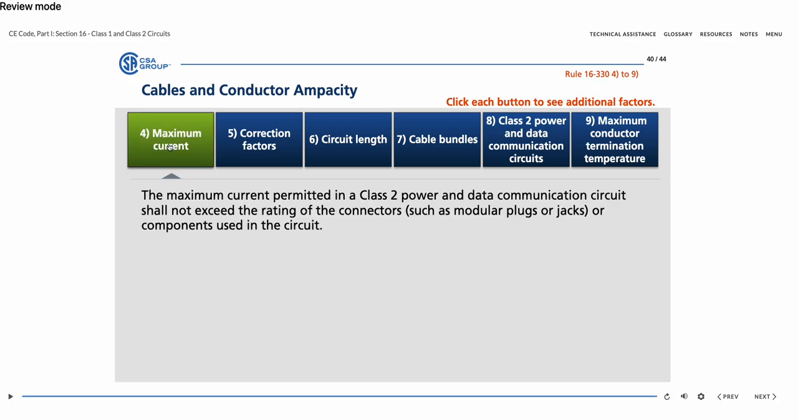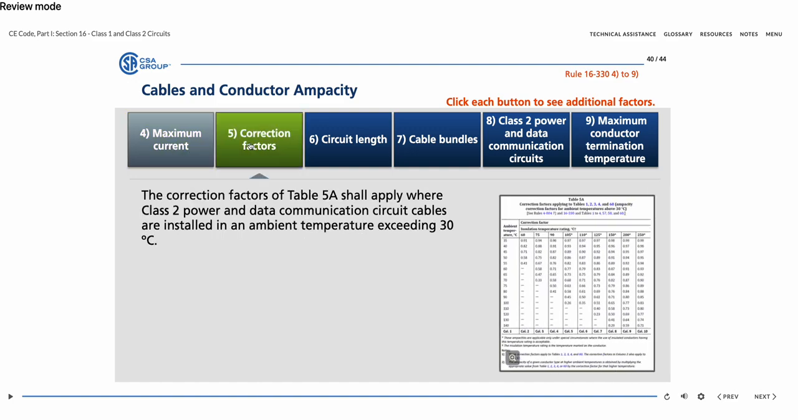The maximum current permitted in a Class 2 power and data communication circuit shall not exceed the rating of the connectors, such as modular plugs or jacks, or components used in the circuit. The correction factors of Table 5A shall apply where Class 2 power and data communication circuit cables are installed in an ambient temperature exceeding 30 degrees Celsius.